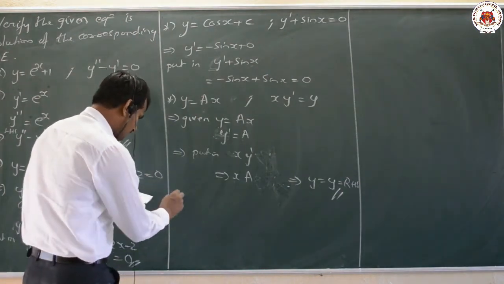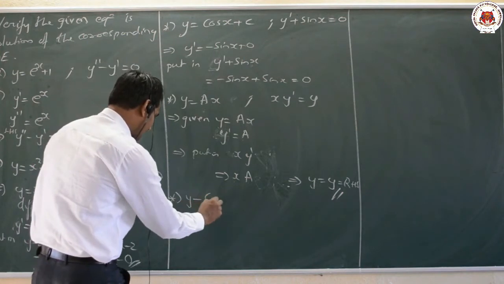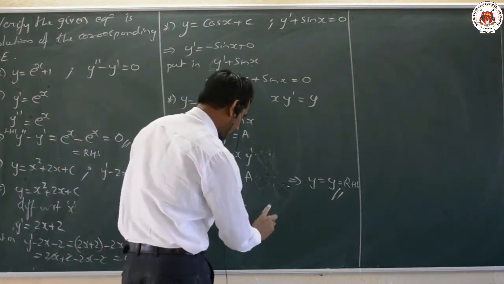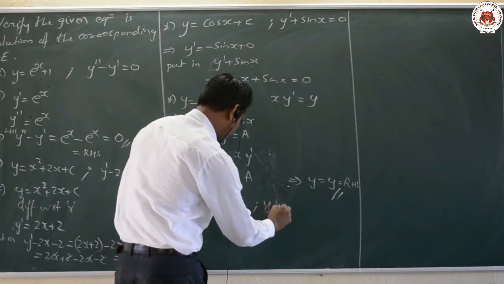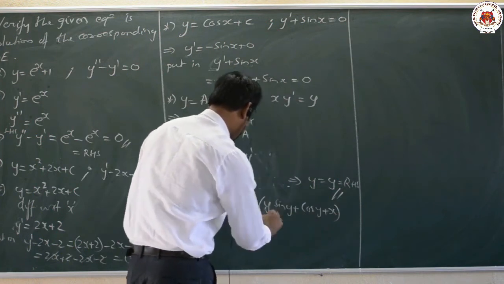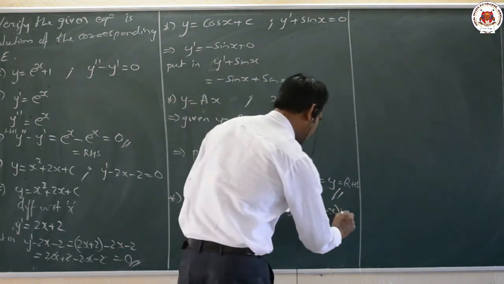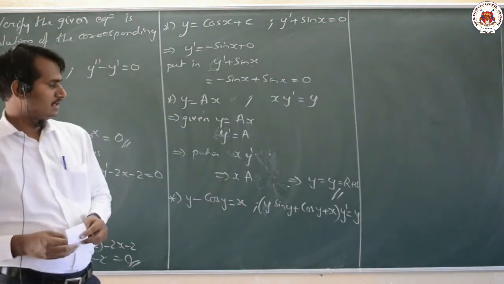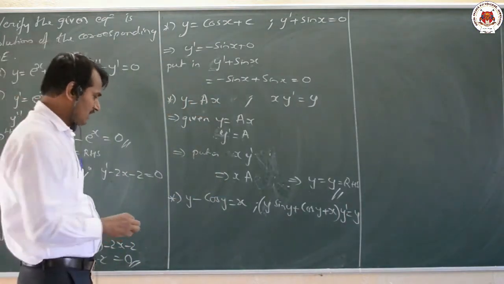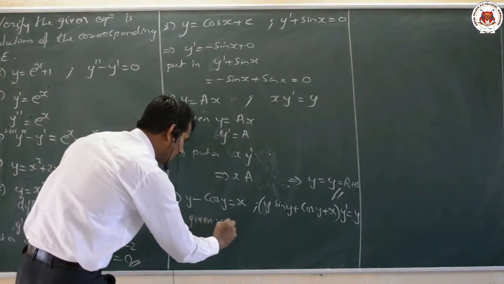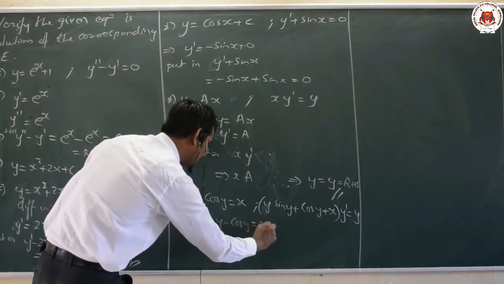The next question is also very simple: y - cos y = x, and the differential equation is (y sin y + cos y + x) y' = y. The solution of this particular equation is a very simple thing. Now, how do we solve it? It is given that y - cos y = x.